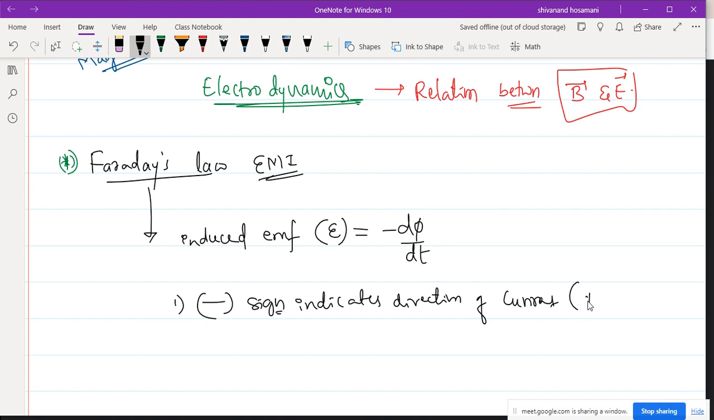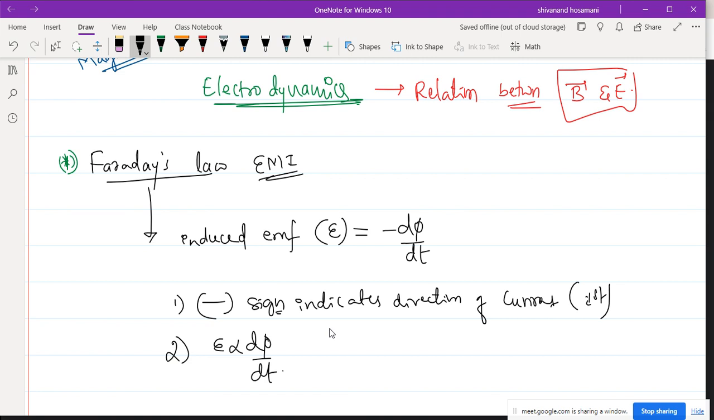Now the second law. The EMF is directly proportional to d phi by dt. The induced EMF is nothing but the rate of change, the change in the flux that produces the induced EMF. But the induced EMF always opposes in the negative direction the change in flux that induces it. That is why we write a negative sign. We call that Lenz's law, which opposes the induction of EMF.